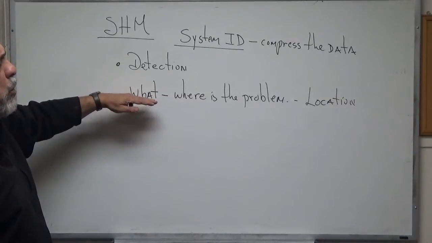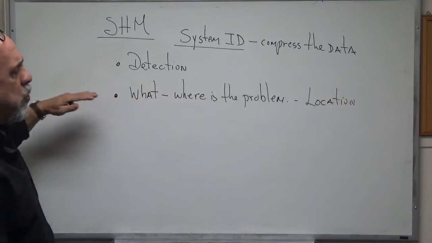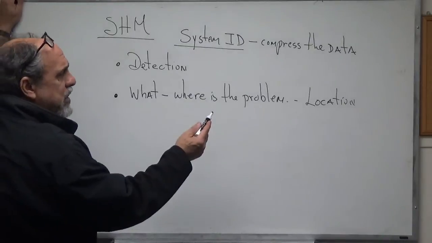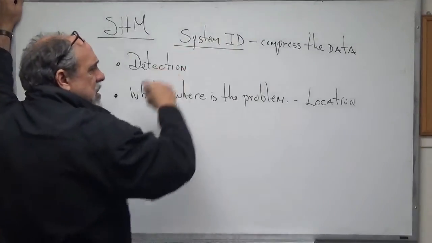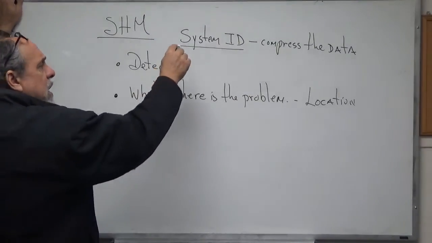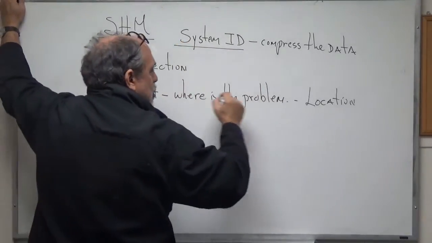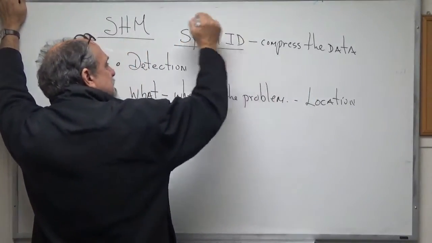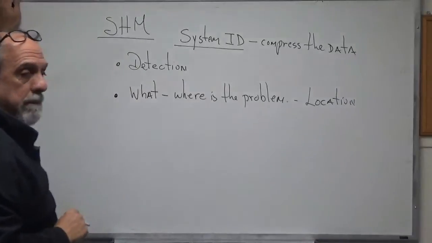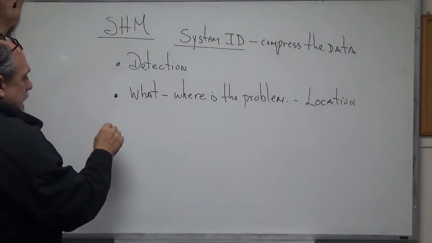Now, in this case, we want to continue to take advantage of our ability to do system identification. So hopefully, we would like to be able to say something about the location from looking at how the system identification has changed. Okay, and we will be taking a look at that.